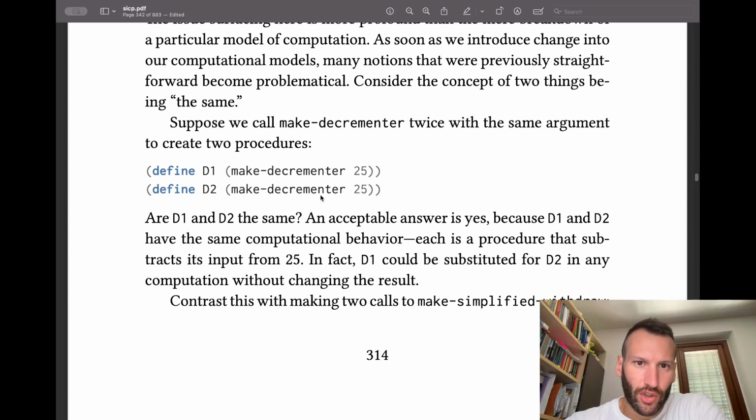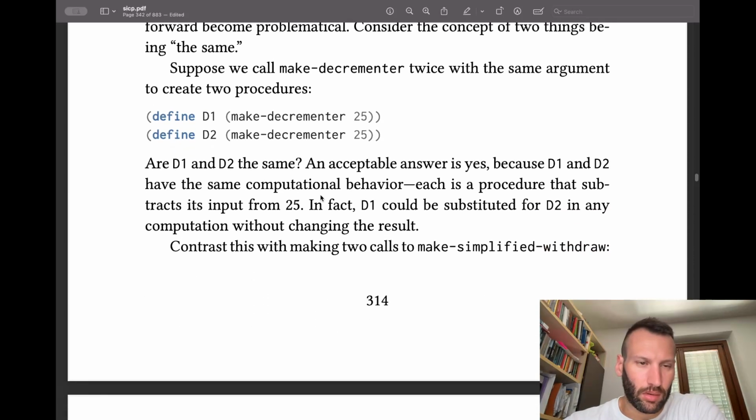Okay, so are D1 and D2 the same? An acceptable answer is yes, because D1 and D2 have the same computational behavior. Each is a procedure that subtracts its input from 25. In fact, D1 could be substituted for D2 in any computation without changing the result.